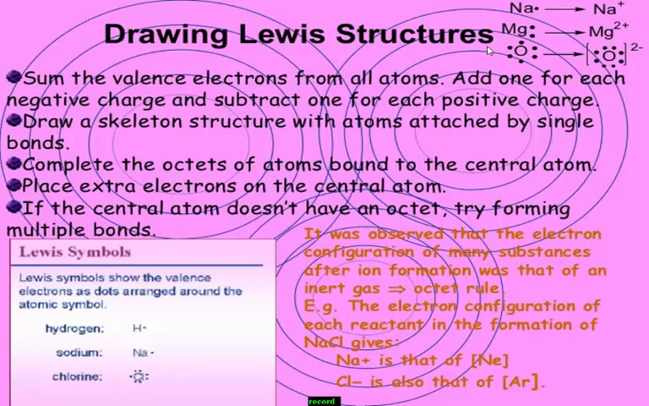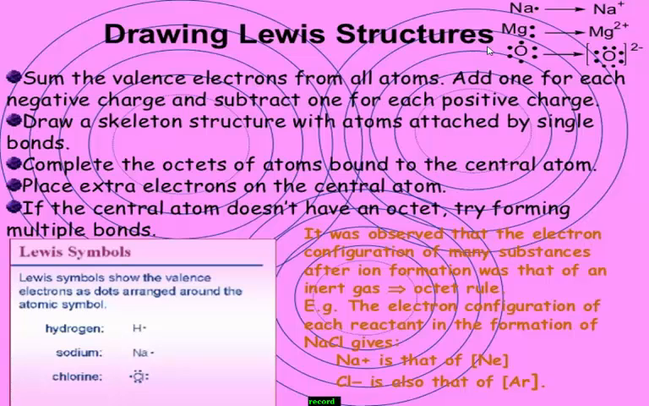Place extra electrons on the central atom. If the central atom does not have an octet, try forming multiple bonds. Yes. Carefully observe the steps used while writing the Lewis dot structures. Yes, you remember the point.